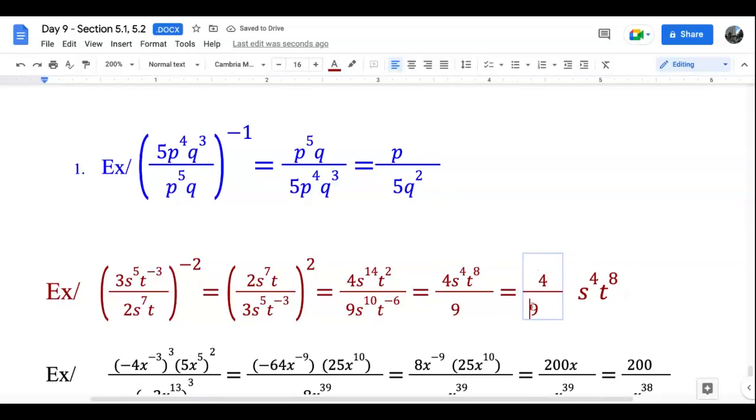Right. 4 over 9. Doesn't go. Okay, I can write the numbers, right? 4 over 9. Then s raised by 4, t raised by a on the side.